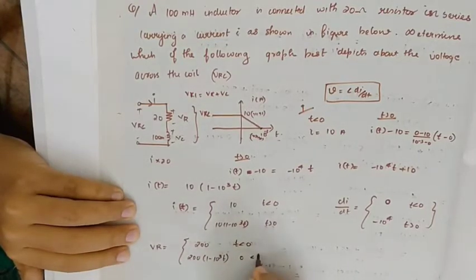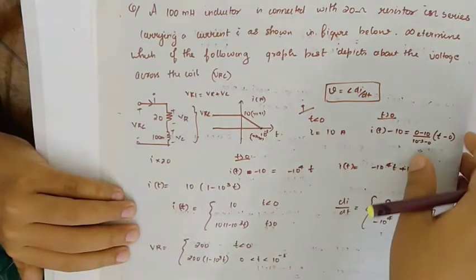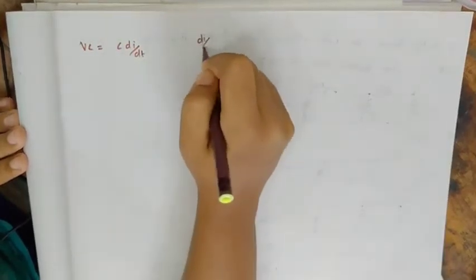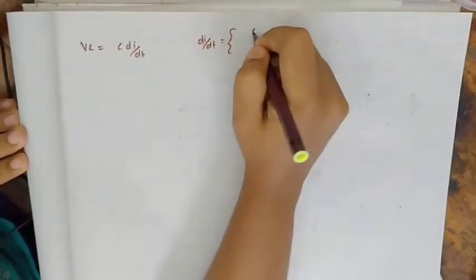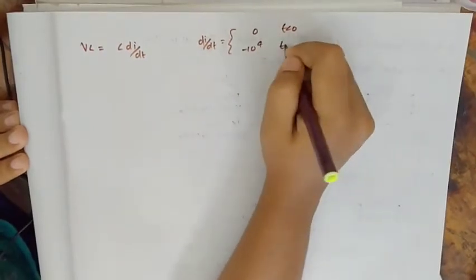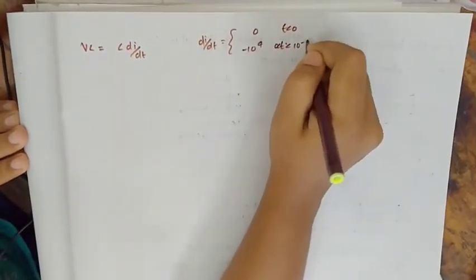This is going up to 10 raised to minus 3 only. So instead of t greater than 0, we can write 0 less than t less than 10 raised to minus 3. Again we have to find VL, equal to L into di by dt. We have already found that di by dt is 0 for t less than 0 and minus 10 raised to 4 for 0 less than t less than 10 raised to minus 3.